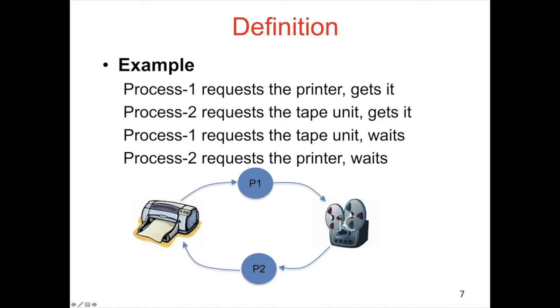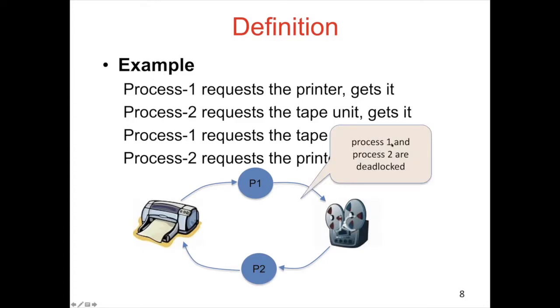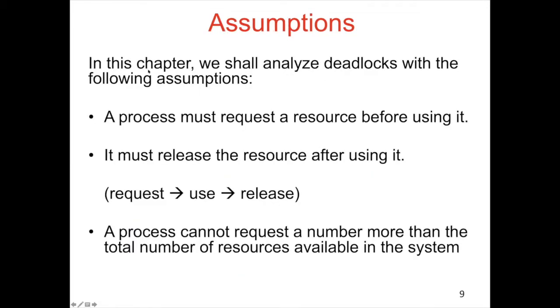These resources can be used by a single process at a time. Process 1 and process 2 are deadlocked. They are waiting for each other. In this chapter, we shall analyze deadlocks with the following assumptions. A process must request a resource before using it. It must release the resource after using it. The sequence is request, use, and then release.